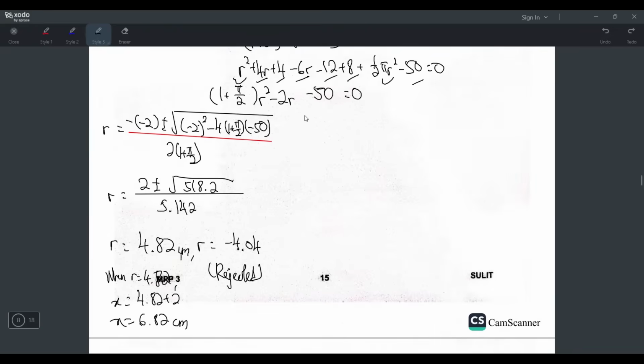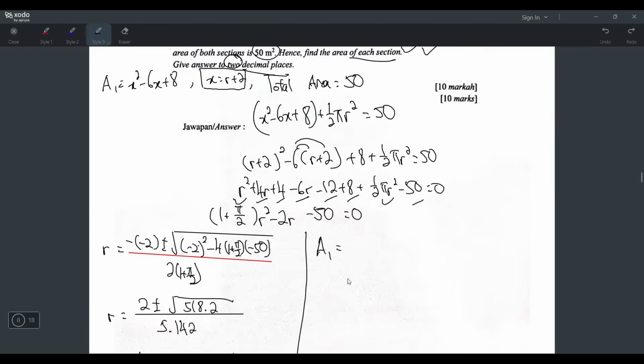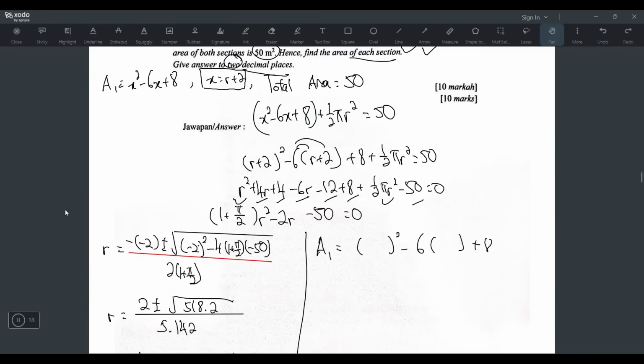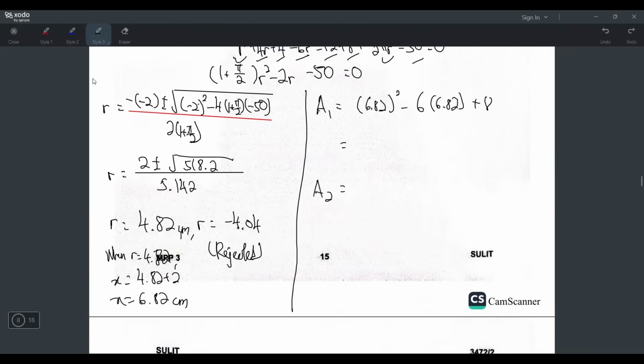Okay, let's find A1. So A1, you remember, is x squared minus 6x plus 8. So it'll be bracket squared minus 6 bracket plus 8. But the x, you have to substitute with the x value just now. Where is it? 6.82, right? 6.82, 6.82. And then later I press the calculator, I'll get my A1 answer. But I need to find my A2 also.